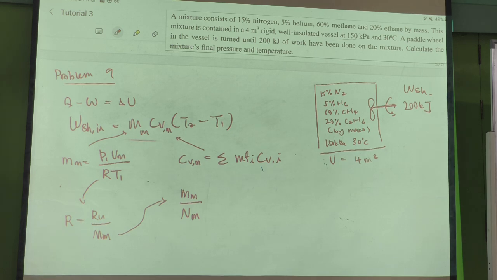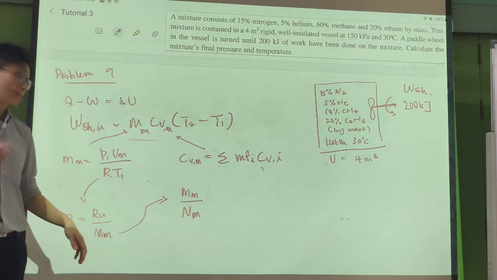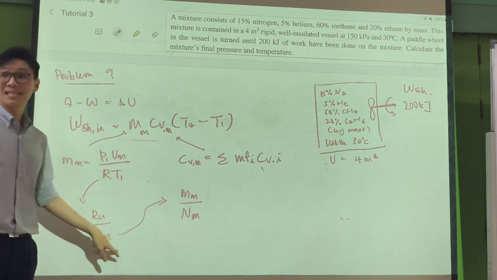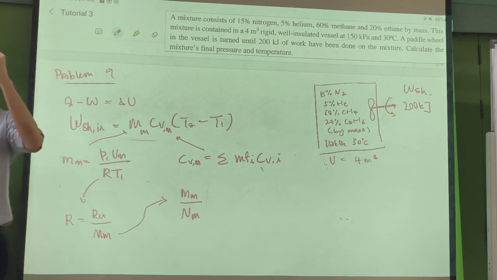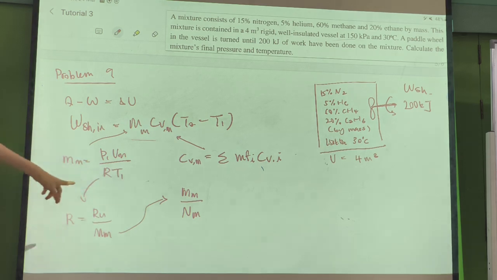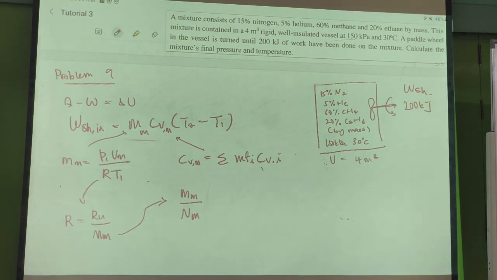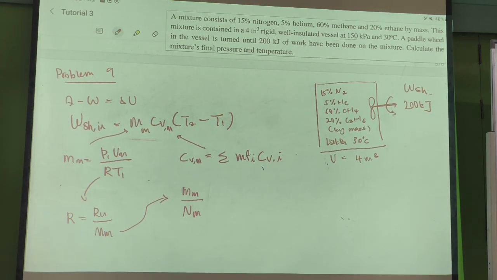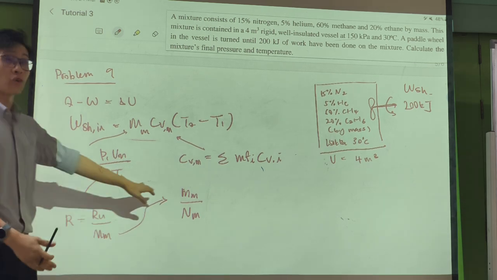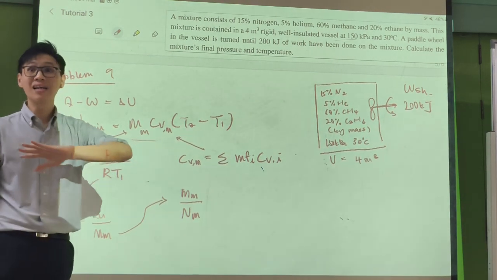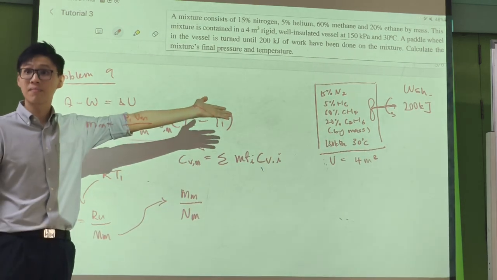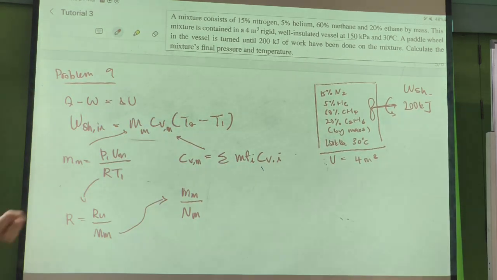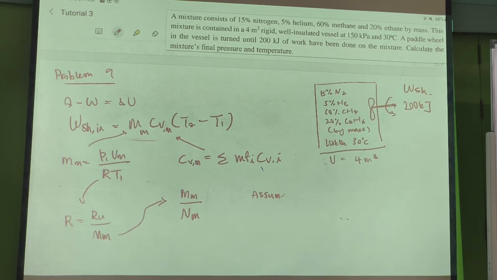Actually, it's okay, because molar mass is a ratio. Molar mass is mass over mole, so it is just simply a ratio. So what you can do here is just like what we did in the previous question. You assume a mass first. Let's say you assume 1 kg first. This is not the actual mass.